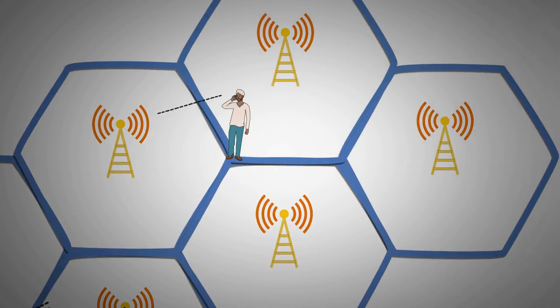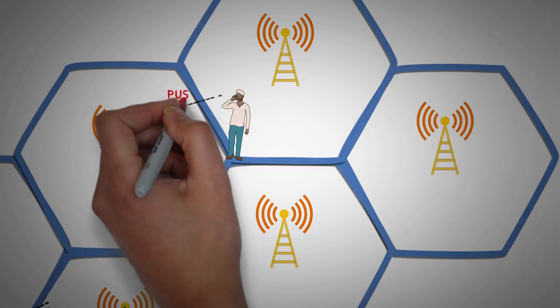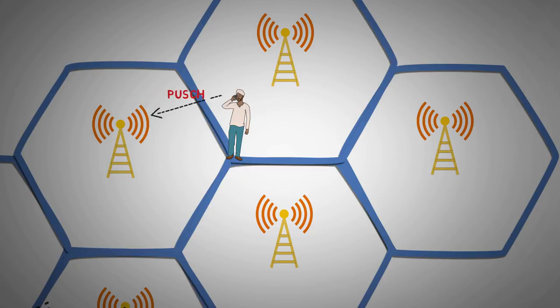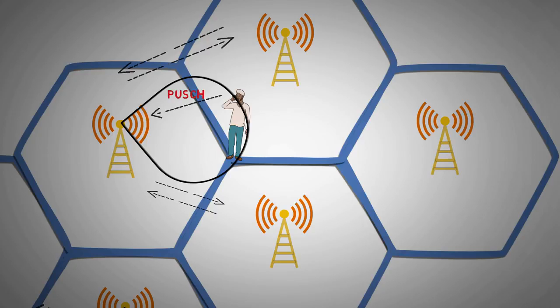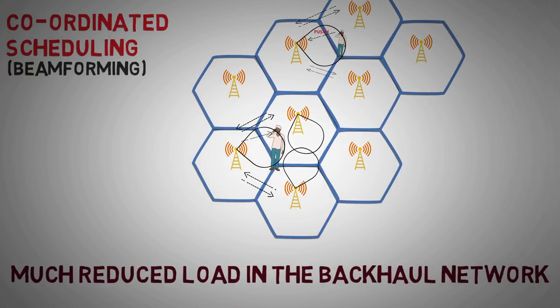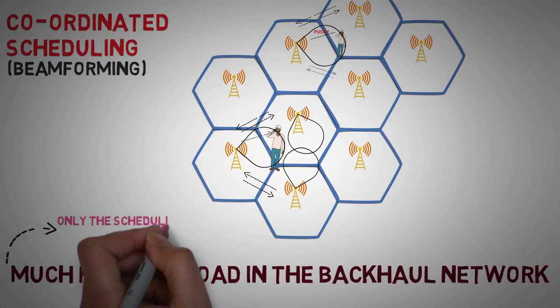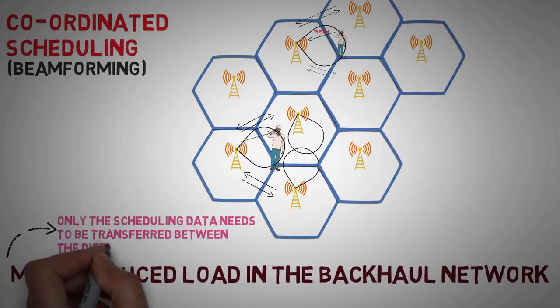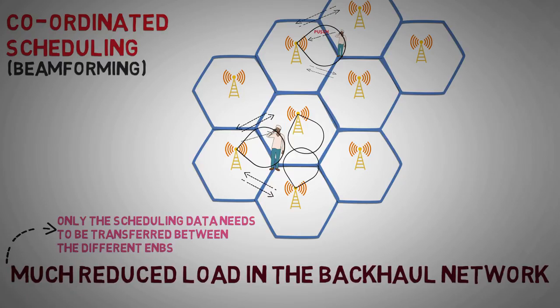In uplink, the UE transmits the physical uplink shared channel using a resource block to a single cell. The scheduling decision is based on the coordination among the cells. This format provides a much reduced load in the backhaul network because only the scheduling data needs to be transferred between the different eNode Bs that are coordinating with each other.